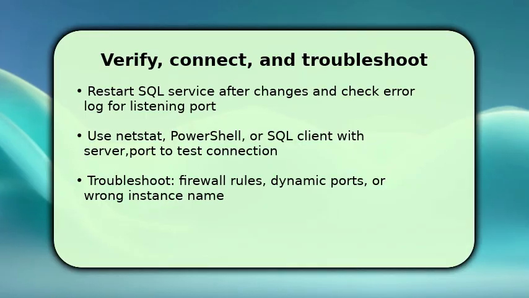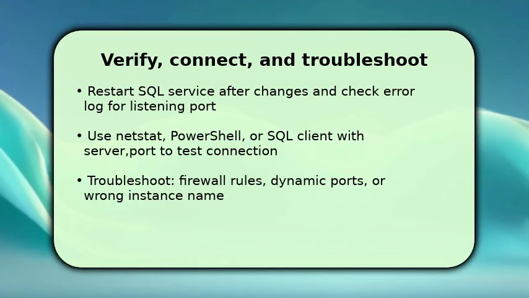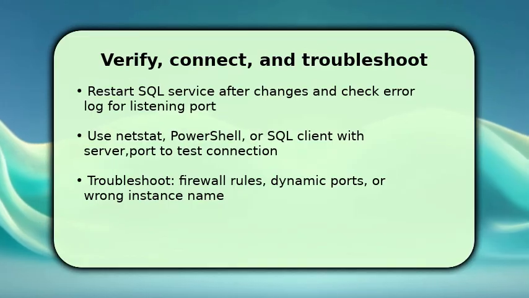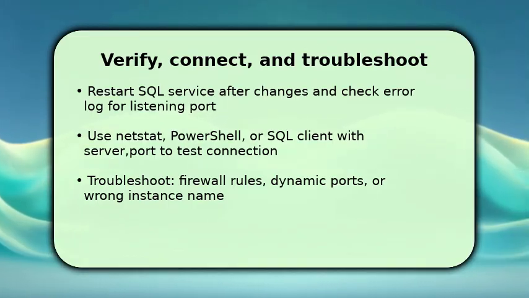If the connection fails, make sure Windows Firewall allows that port. Make sure the instance name was correct, and that you accounted for dynamic ports. Change to a fixed port if predictable connectivity is needed.